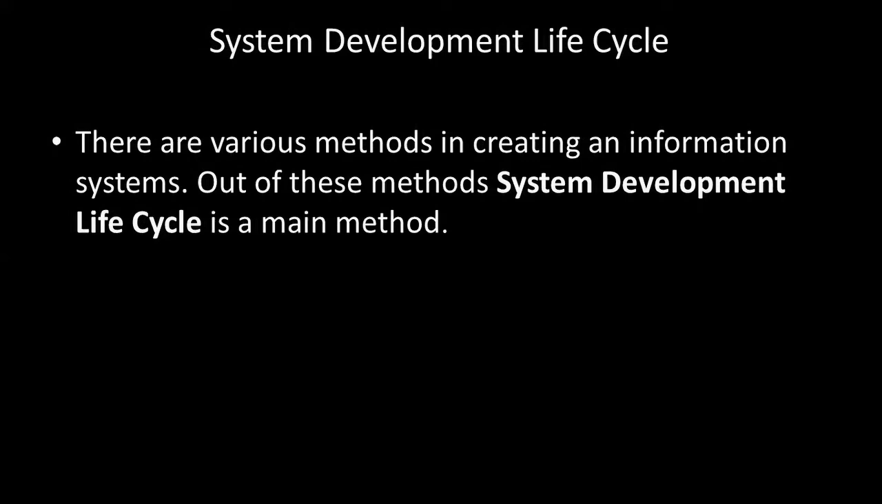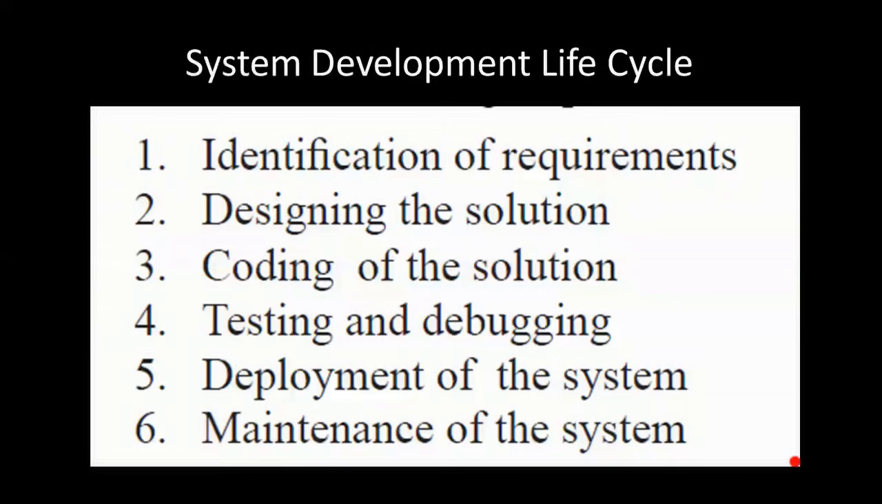There are various methods in creating an information system. Out of these methods, the system development life cycle is the main method. Yes, actually, there are many methods, right? But here at the O-level syllabus, we consider this system development life cycle. In this system development life cycle, there are 6 steps. The first one is identification of requirements.